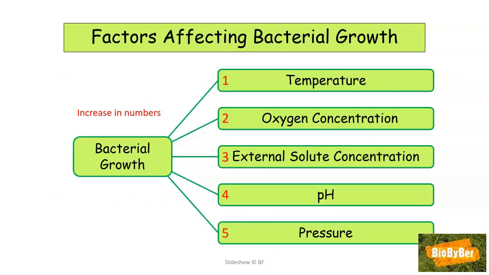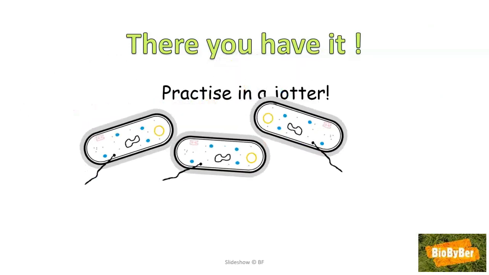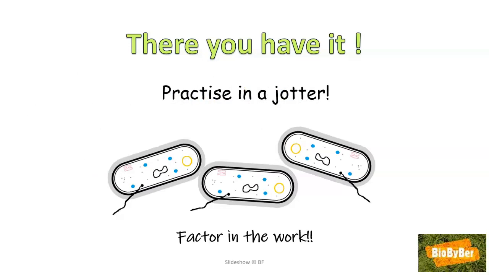So, in a nutshell, the factors affecting bacterial growth, or an increase in bacterial numbers, are temperature, oxygen, external solute concentration, connected to the idea of moisture or water concentration, pH and pressure, to be remembered by the little memory tip, TOMPP. And there you have it. Practice in a jotter. Factor in the work.